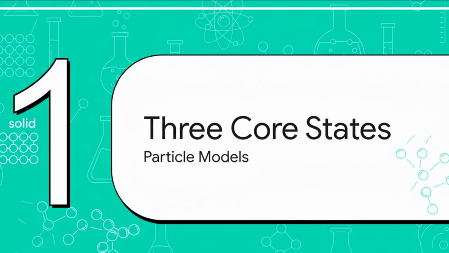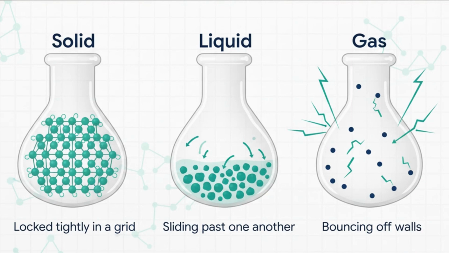Section 1. The 3 core states. Let's start with our baseline. We're going to visualize the macroscopic physical states we interact with every day by zooming straight into their microscopic particle models. I want you to imagine these particles dynamically. In a solid, they aren't just sitting there. They're locked firmly in a rigid grid, vibrating slightly but held strongly in place by powerful forces.